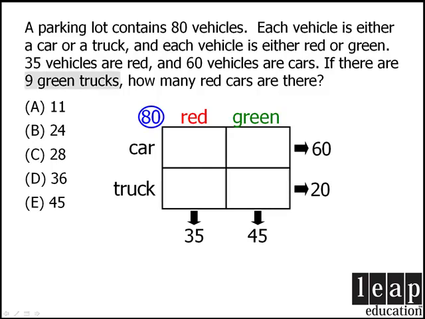We're told that we have 9 green trucks. So we can place this information in our table right here, since this box is reserved for green trucks. From here, we can complete our table. We are told that the sum of these two boxes must be 45, so this box must be 36. We know that the sum of these two boxes must be 20, so this box must equal 11. And finally, we know that the sum of these two boxes must be 60, so this box must be 24.